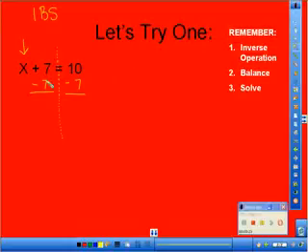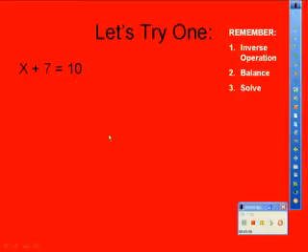So you can cancel your 7s. 10 minus 7 is 3. Your equal sign comes down. Your x, your variable, comes down. The x is all alone. X equals 3. Now, remember, if you're super smart, you will always go back and check your answer.